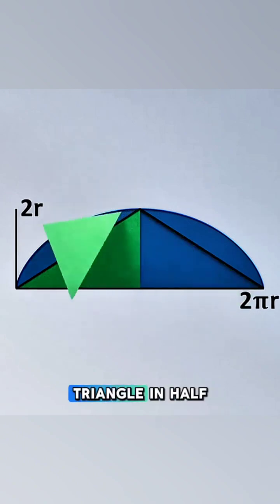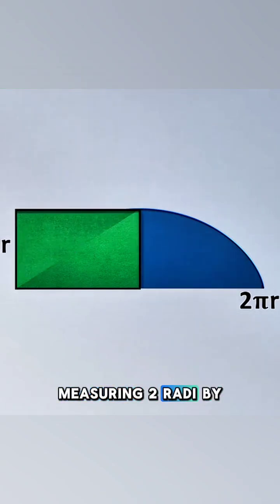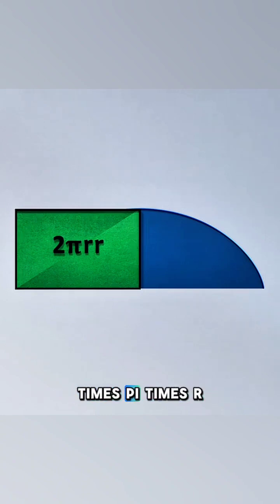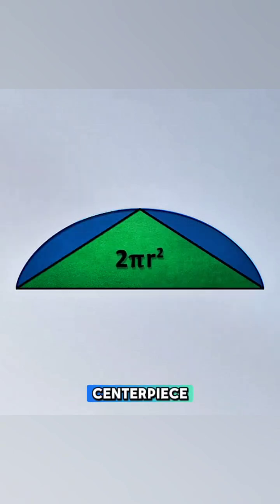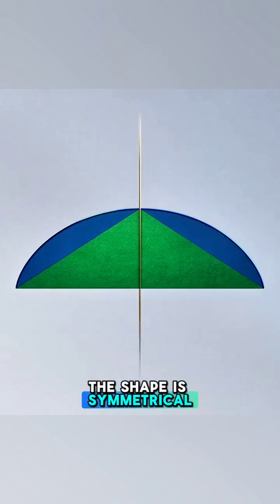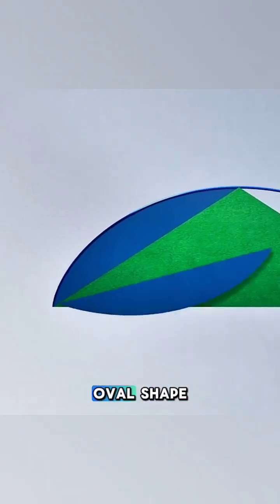The triangle has a height of 2 radii and a base of 2 pi radii. We could chop this triangle in half and refit the area to make a rectangle measuring 2 radii by pi radii. The area is 2 times r times pi times r, or 2 pi r squared. That gives us the centerpiece, but we're still left with 2 round lobes on the sides. The shape is symmetrical, meaning these 2 lobes are mirror copies of each other. We could fit them together to make a sort of pinched oval shape.